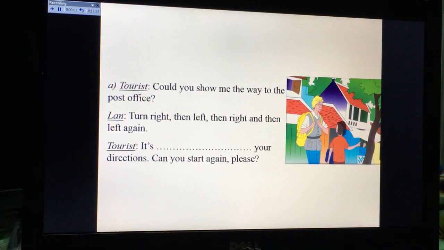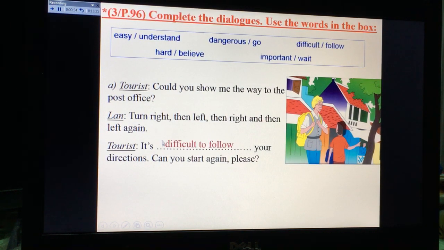Now we move to the next part. You look at the pictures here. The situation here, a tourist and Lan talk together. A tourist says, "Could you show me the way to the post office?" And Lan replies, "Turn right, then left, then right, and then left again. Is it easy or difficult to understand?" So it is difficult. So the tourist said, "It is difficult to follow your directions. Can you start again, please?"